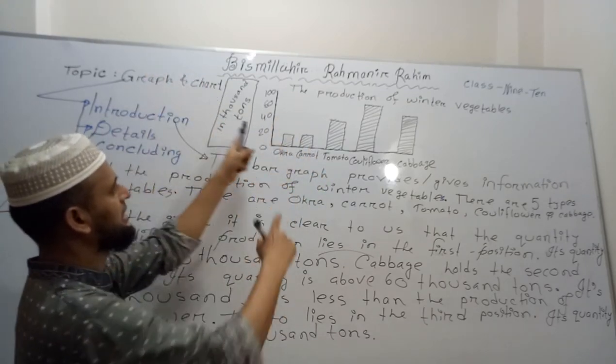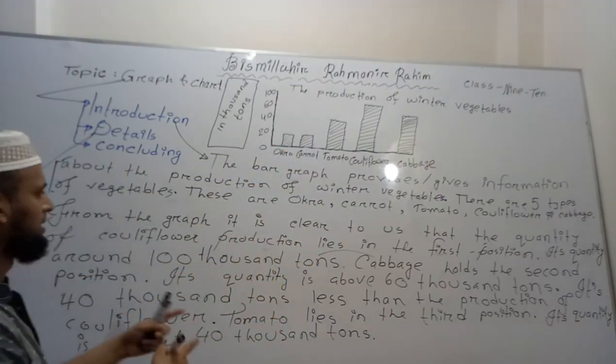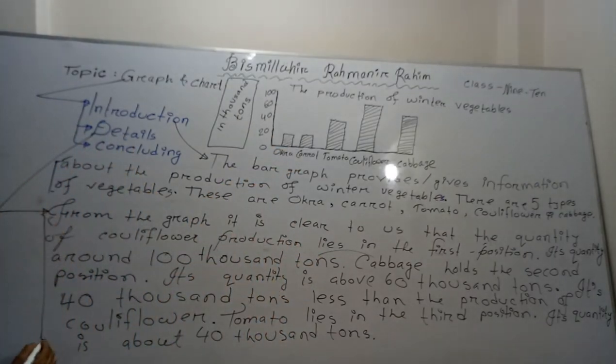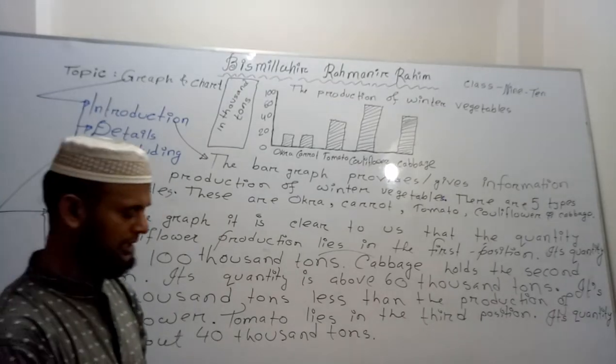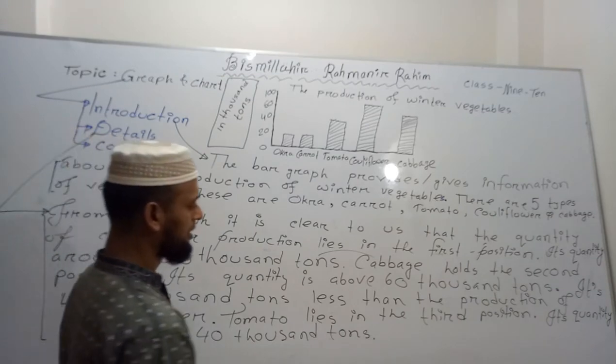We are observing and taking the information from the graph, and step by step we are describing. These are the details. The details are not finished. There is more information. There are other two types of vegetables.